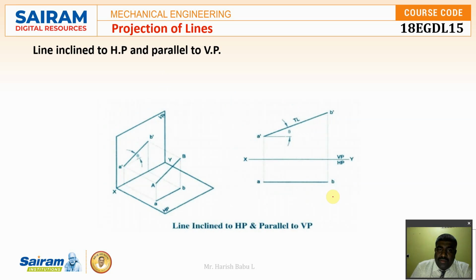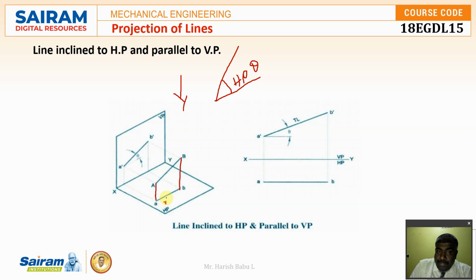Coming to the fifth condition, again the line will be parallel, and I want to incline it with respect to HP. So this is the condition. This inclination with respect to HP can be shown as theta. Here, when I observe from the top, I can't see the true length. So when I project, it will be a reduced length.